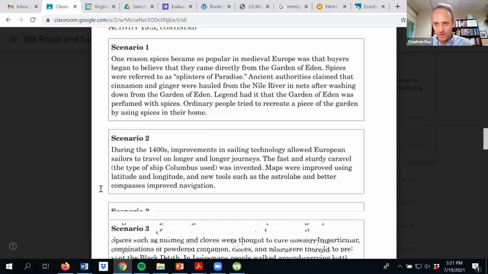Oh yeah, I'm sorry, I also forgot. So if there's the belief that spices are the splinters of paradise, it's an increase in demand, is that going to increase or decrease the amount of it that people want?